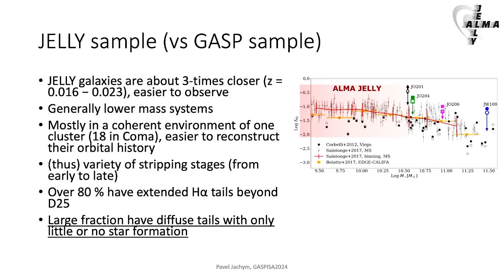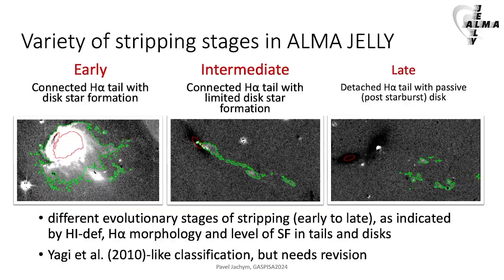The jellyfish galaxies are a bit closer, which makes them easier to observe. I showed the stellar mass range. What I think is an advantage is that, especially for the Coma case, we have quite a high number of galaxies in one environment. Obviously you have all the other parameters like different orbits, different inclinations, etc. But still, it's probably easier to deconstruct the orbital history. A lot of them have extended H-alpha tails, and a large fraction of the sample do not have star formation in the tail.